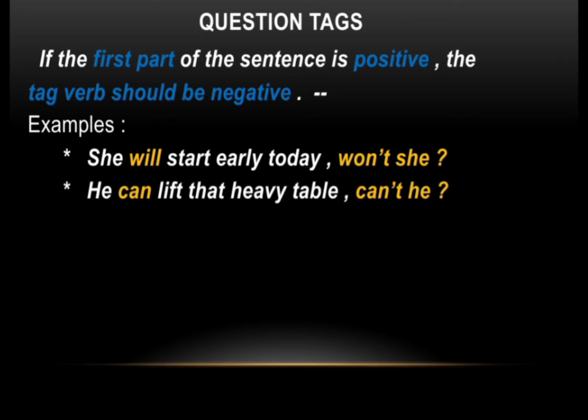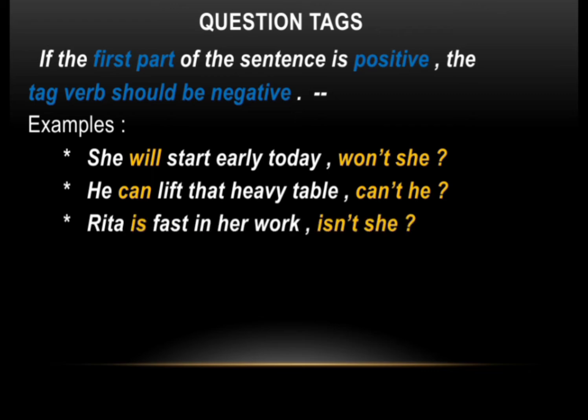He can lift that heavy table. Here the first part is a positive statement and can is the auxiliary verb. The negative form of can is can't. He is the pronoun, so the question tag is can't he. Rita is fast in her work. The first part is a positive sentence and is is the auxiliary verb and the negative form of is is isn't. Rita is a female and so the pronoun is she and the question tag is isn't she.